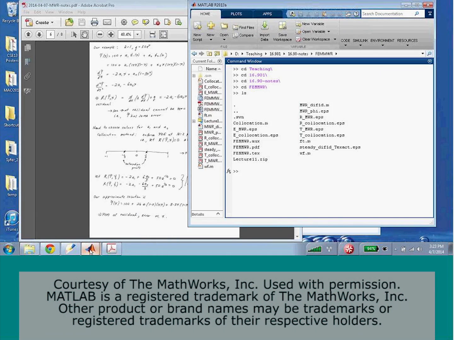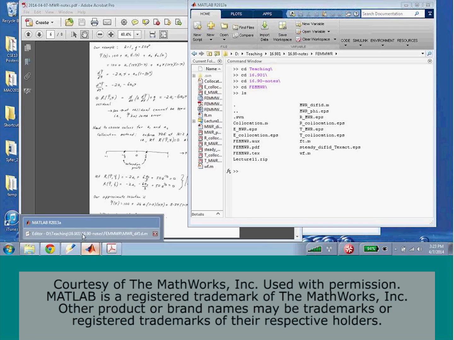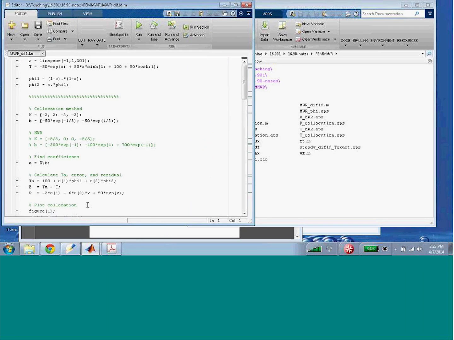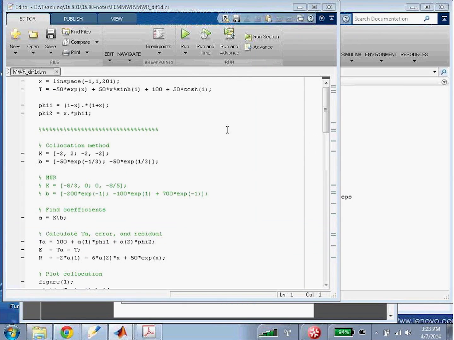So I have a code here that actually implements, I guess I should plug my laptop in. This guy in. Okay, so I have a code here that's going to implement it.